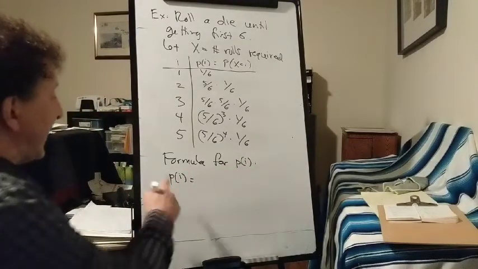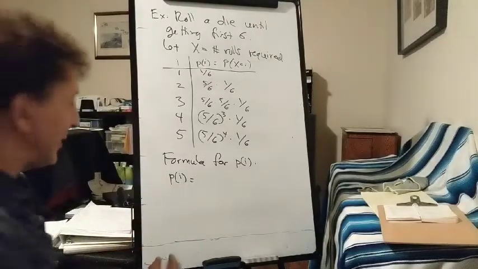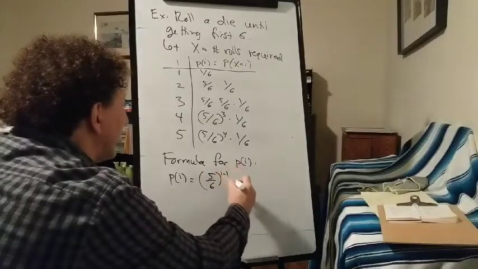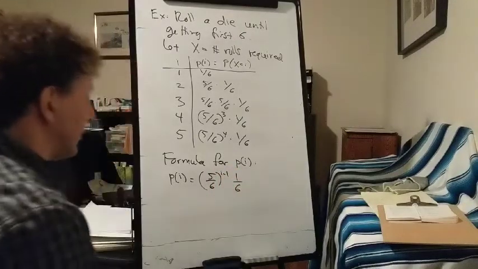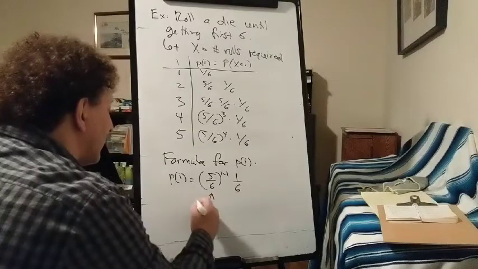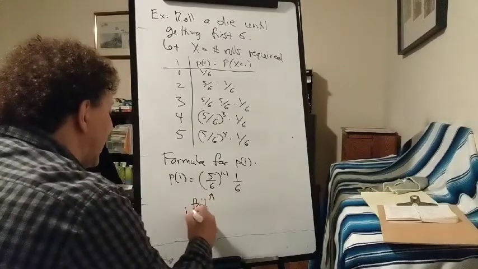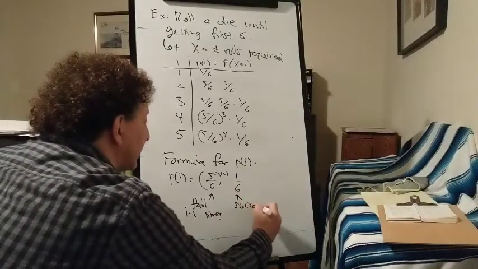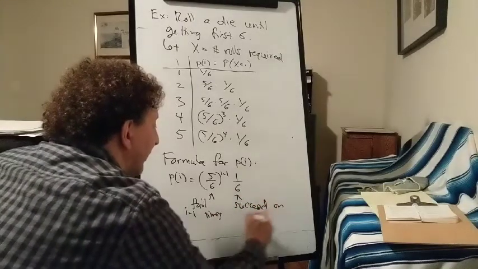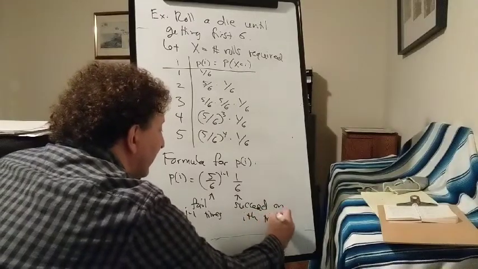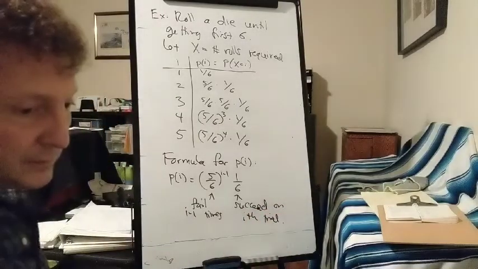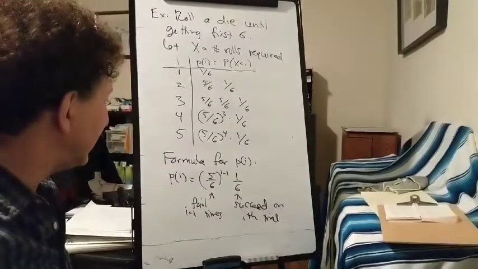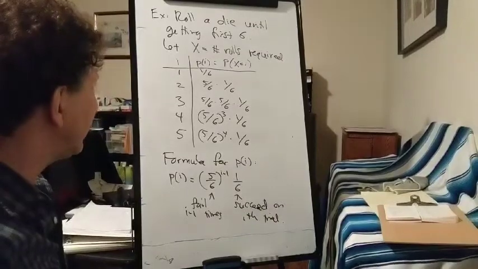So to succeed on the ith try, we need to fail i minus 1 times. So (5/6) to the i minus 1, and then succeed on the ith trial. So fail i minus 1 times, succeed on the ith trial. Right, and it turns out that there is a nice formula for the cumulative distribution function also.